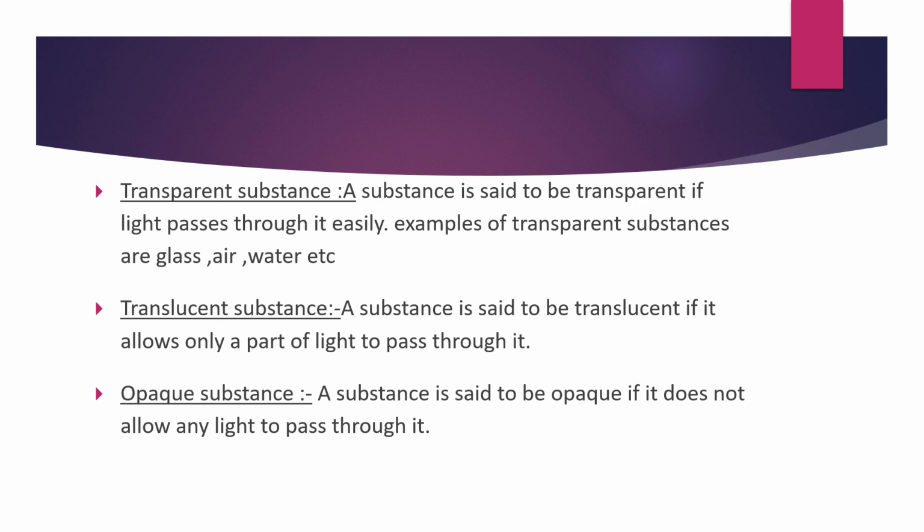Opaque substances, when placed in front of a light source, result in the formation of shadow. We see our shadow at night when we stand in front of a light source because our body is an opaque substance. It blocks the path of light.